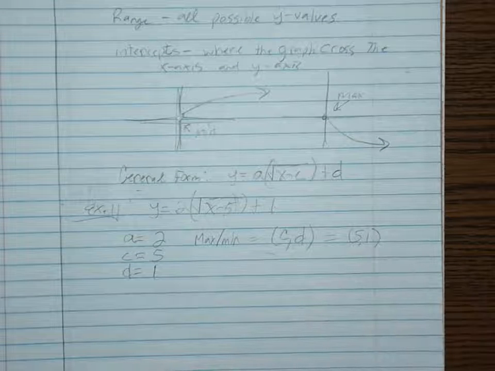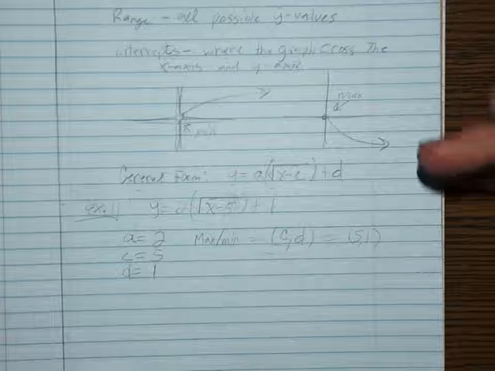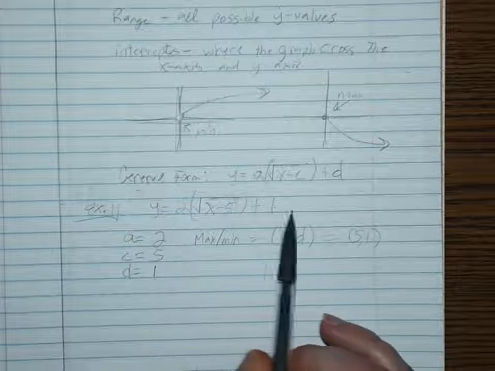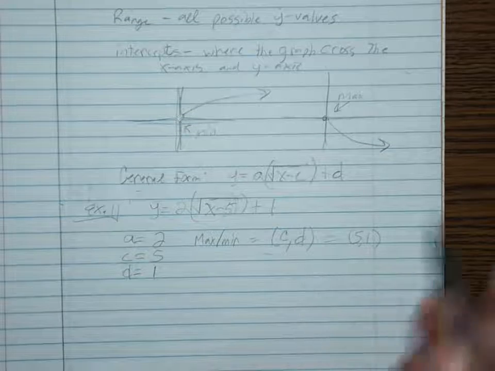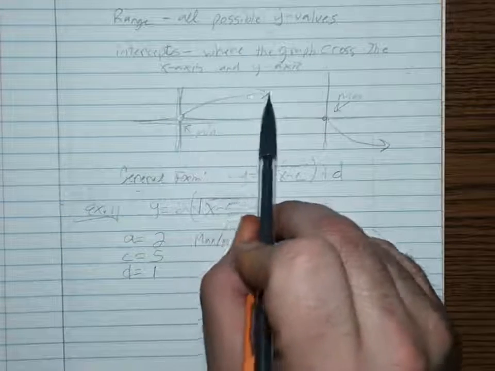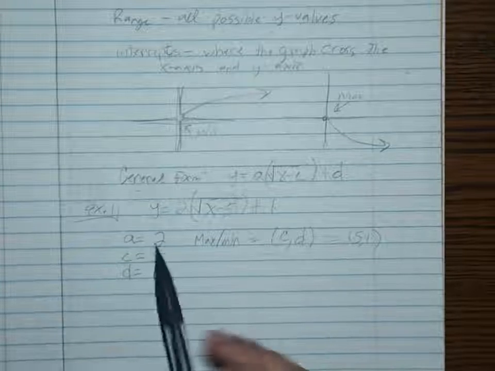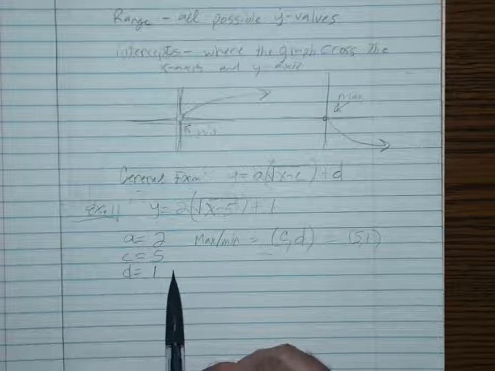The other question, though, is, is it a maximum or is it a minimum? And there's a couple ways you can do this. If you want to graph it, you can look at the graph. Certainly, if it goes up like this, it's a minimum. And if it goes down like this, it's a maximum. Another thing you might look at, though, is the sign of a.